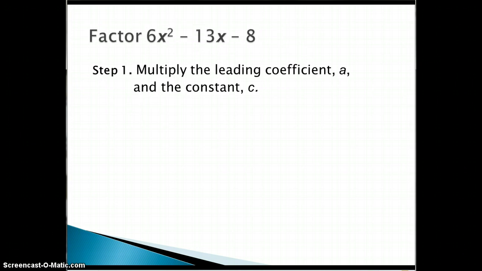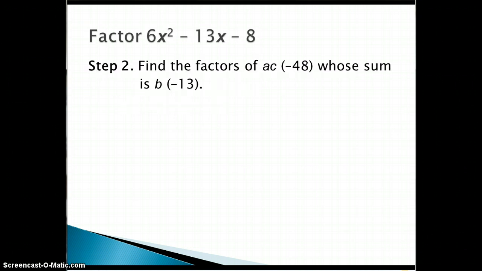So here's our first example. The first step is to multiply the leading coefficient a times the constant, which is c. In this case, a is 6 and the constant is -8. If we multiply those together, the product AC is -48. Now we're going to list the factors of -48, and keep listing until we find two numbers that add to -13.